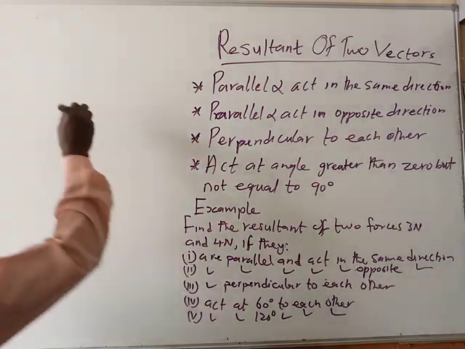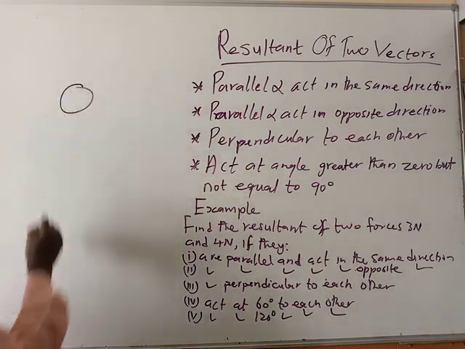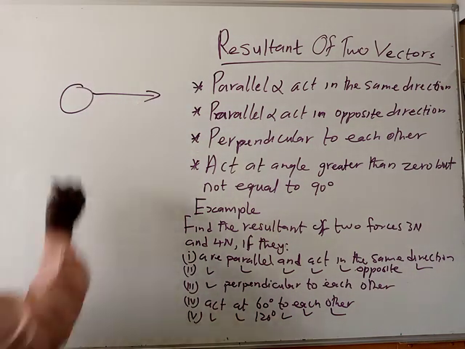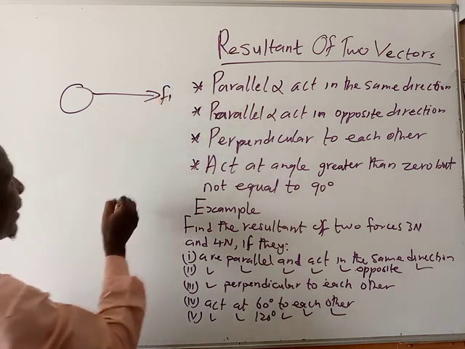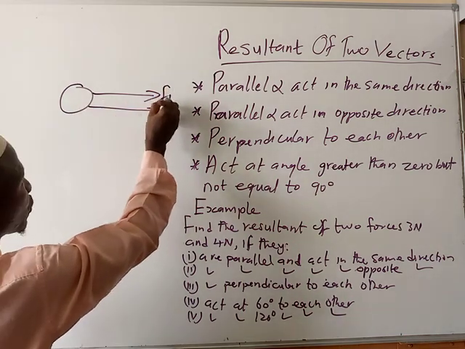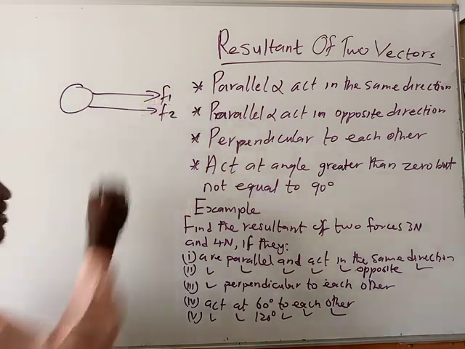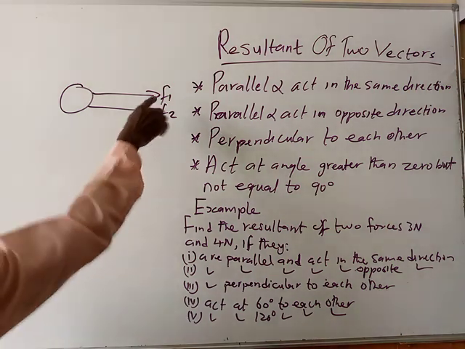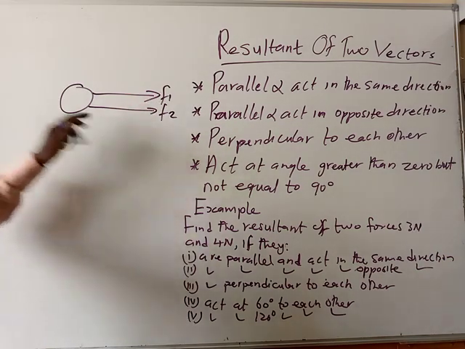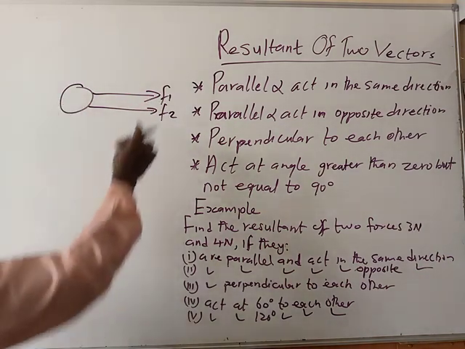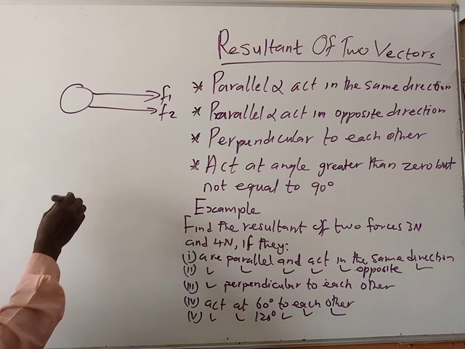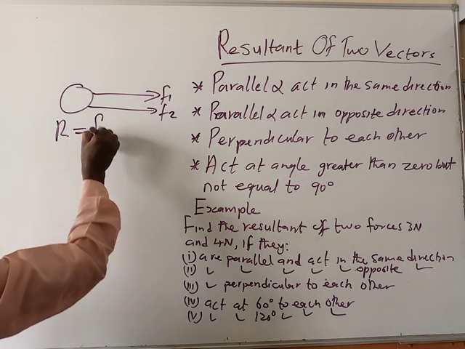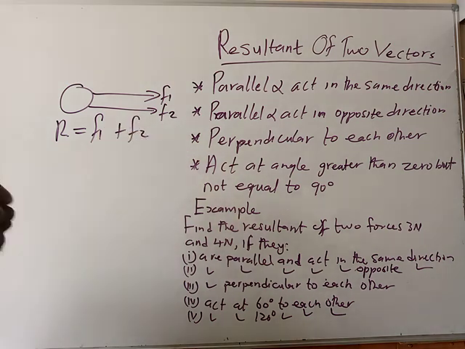Therefore, you have something like this. Let's say this is the object. One person is pulling it like this. Then, let's call it F1. If this is the F2, it means the two forces are acting in the same direction. In that case, the resultant of these two forces on this object will be addition of the two forces, that is, resultant is equal to F1 plus F2.